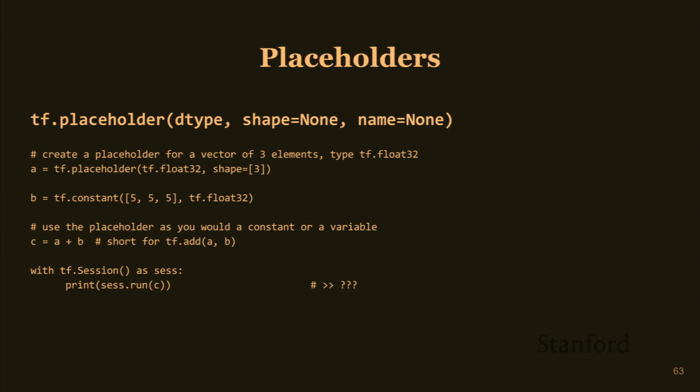So first of all, you create a placeholder of a float type, with a shape of 3, which means it's a one-dimensional tensor of shape 3, not a value of 3. And you have b as a constant with a value like 555, and you can use a placeholder as you would any other op. So C is a sum of A and B. What do you think we will get when we try to get the value of C?